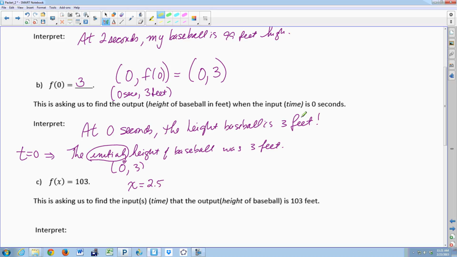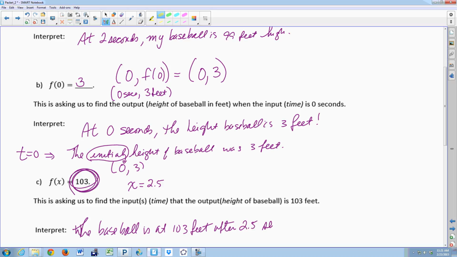So now I'm saying the baseball, I'm starting with 103 feet. I'm starting with my output. So the baseball is at 103 feet after 2.5 seconds. So see how my phrases in my sentence changed? I was given my output, so that was the first part of my sentence. I start with my output. The baseball is 103 feet high. I found when it was 103 feet high, at 2.5 seconds, so that was my ending. So that's functional notation. That's how you would interpret it.